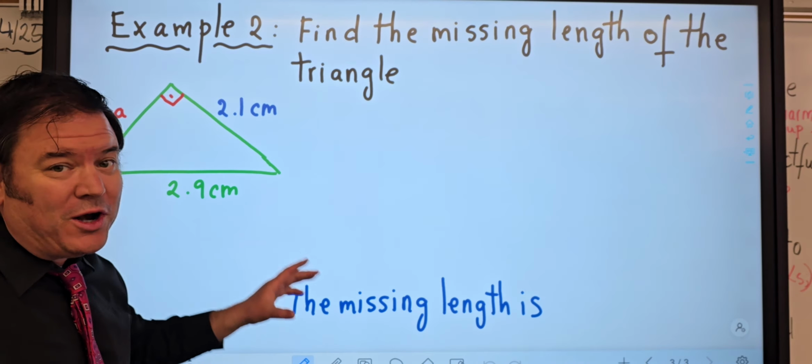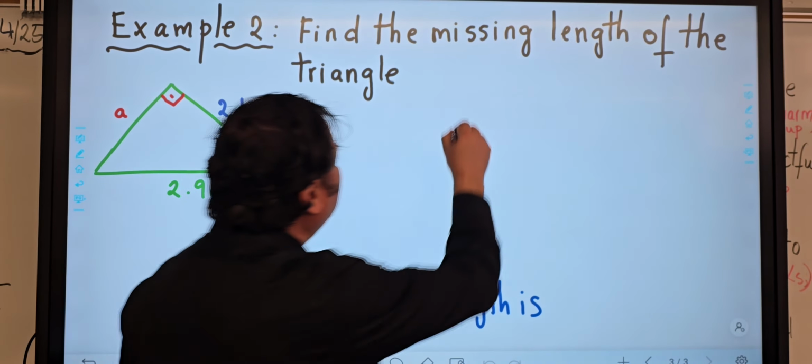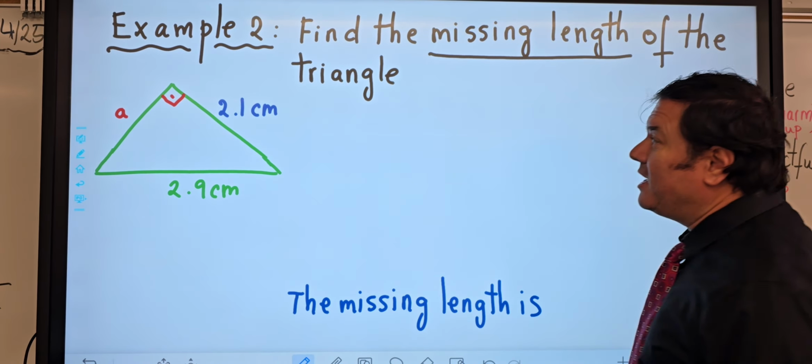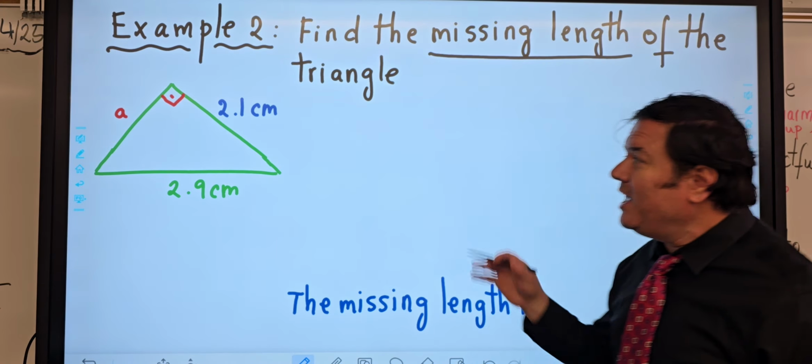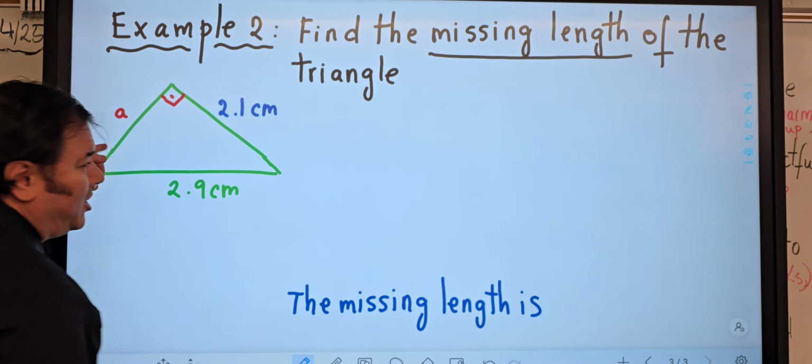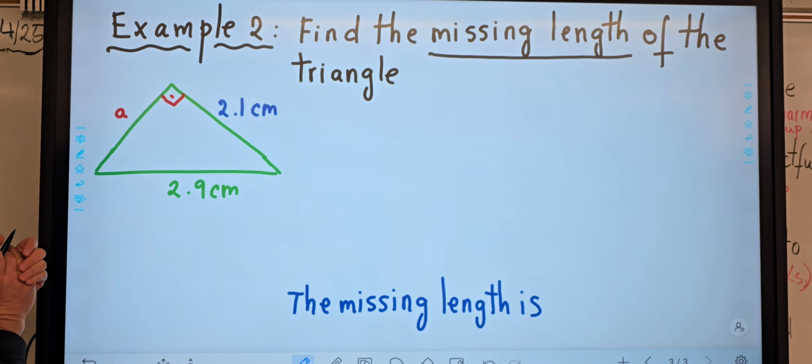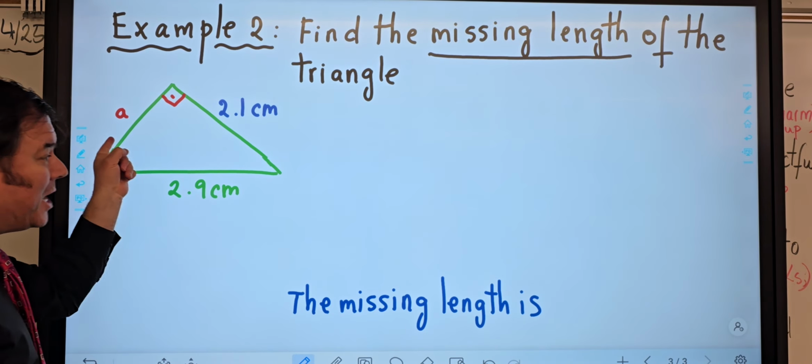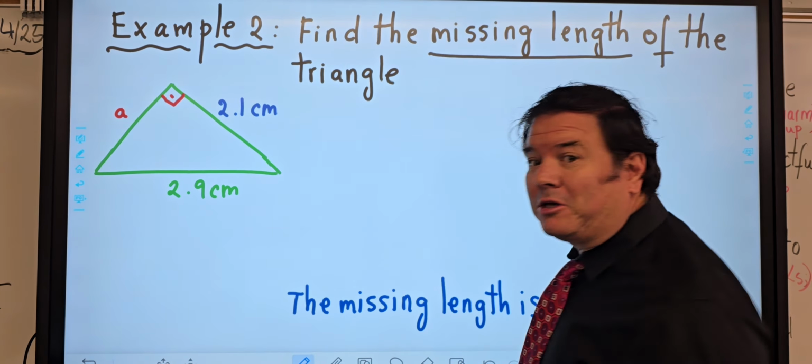Let's look at another example now, example 2. Now it's a little bit different, because here we need to find the missing length. The missing length in this case is actually another leg, the smaller leg in this case. It's not the hypotenuse, it's the other leg. But guess what?